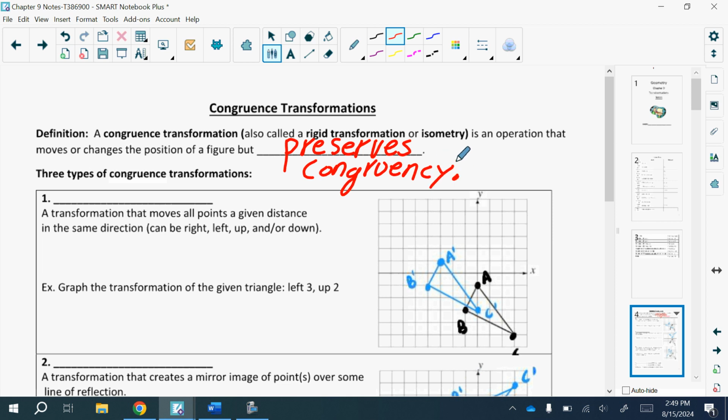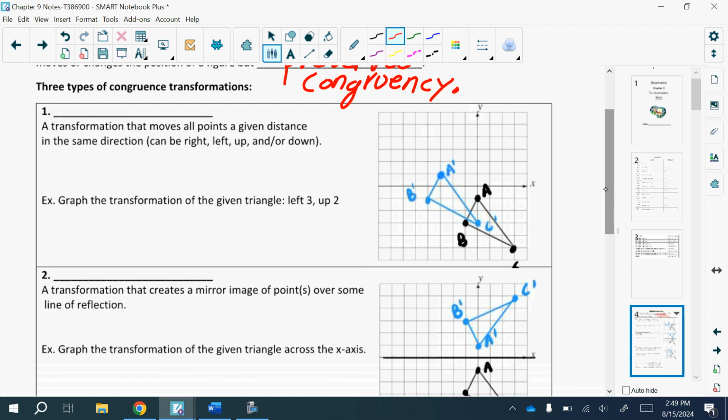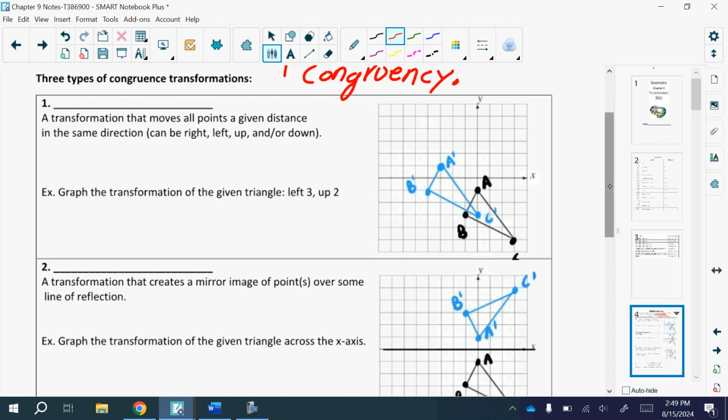Now, that's a very fancy way of basically just saying that the shape itself, the image on the graph, does not actually change in terms of its features, only its position changes. Just like if I move something on my desk, such as my pen, it is still my pen. Nothing has changed about it, just where it's located. That's what a congruence transformation is.